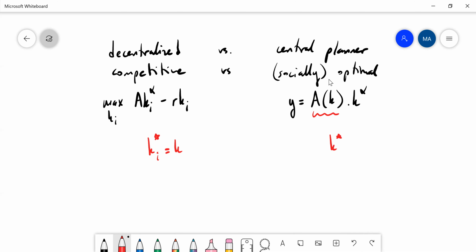I mean, this Ki star, let's say it is denoted in this way. So this is Ki competitive equilibrium, which will be equal to K competitive equilibrium. And here you will find K optimal. In general, because of this difference, the competitive equilibrium will be different than the optimal equilibrium.